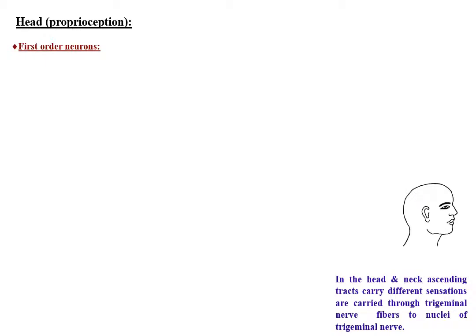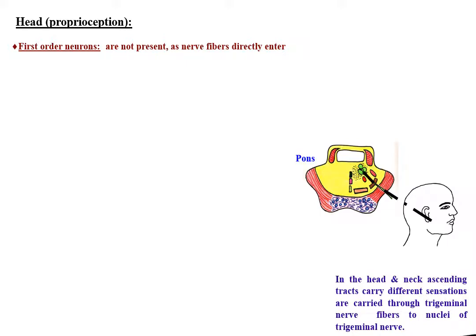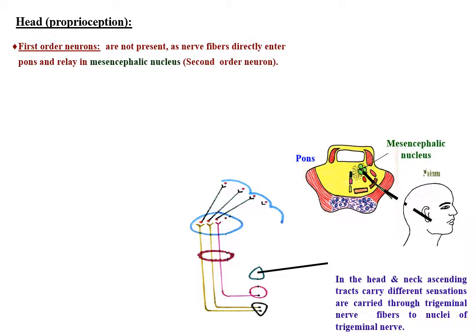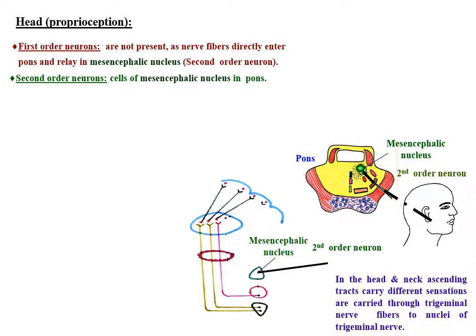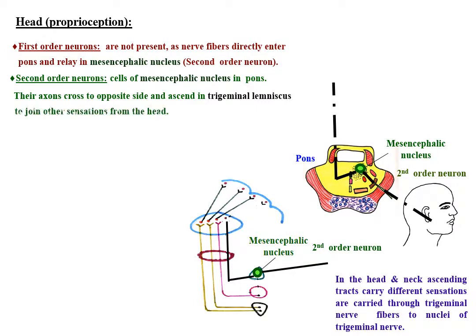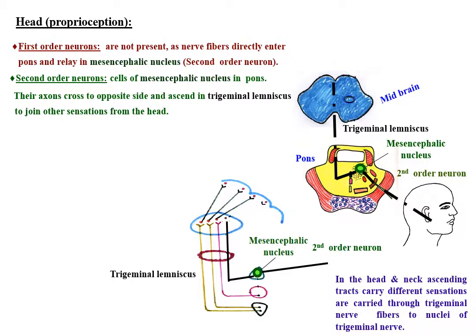In the head and neck, ascending tracts carry different sensations through trigeminal nerve fibers to the nuclei of the trigeminal nerve. For proprioception, the first order neurons are not present, as the nerve fibers enter directly from the muscles of mastication and relay in the mesencephalic nucleus, which is the second order neuron. Second order neurons are the cells of the mesencephalic nucleus. Their axons cross to the opposite side and ascend in the trigeminal lemniscus to join other sensations from the head.